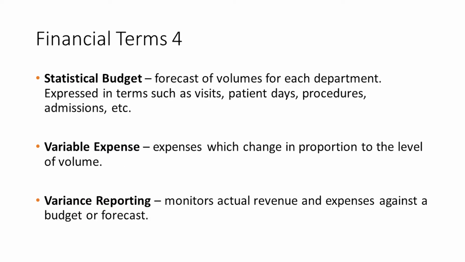A statistical budget is a forecast of volumes for each department, expressed in terms such as visits, patient days, procedures, admissions, or whatever is most appropriate to define the workload of that specific department. A variable expense changes in proportion to the level of volume, and variance reporting monitors actual revenue and expenses against a budget or forecast.